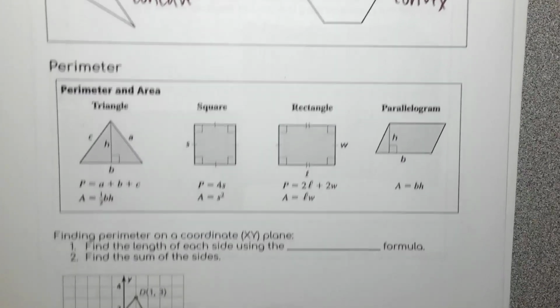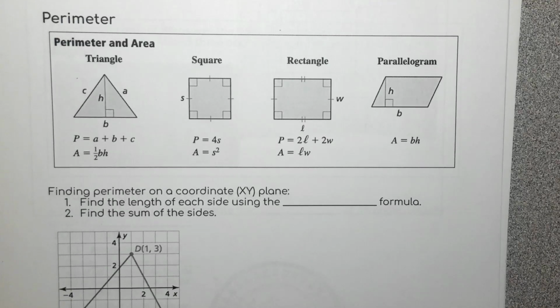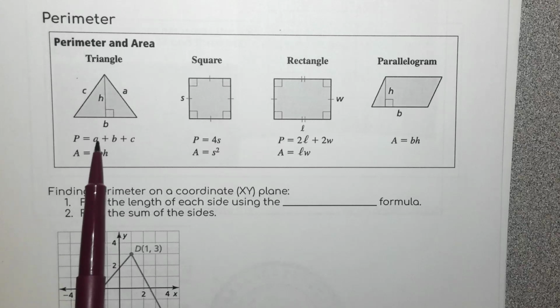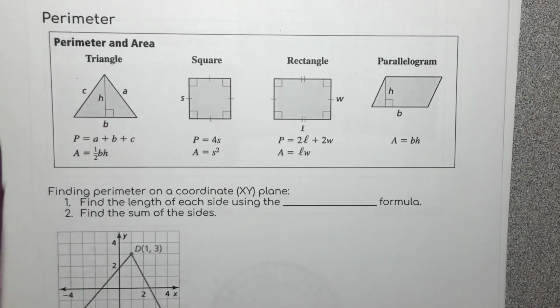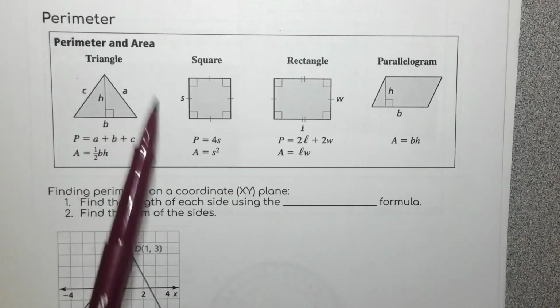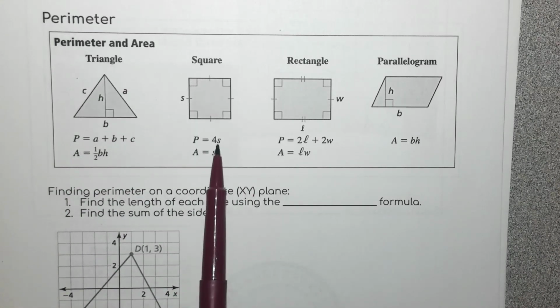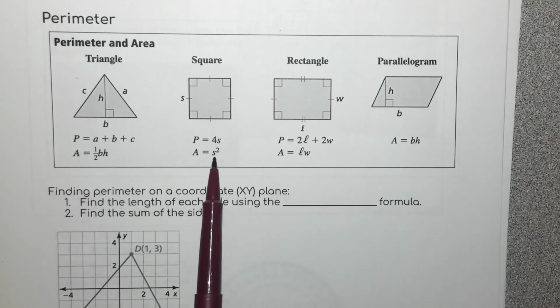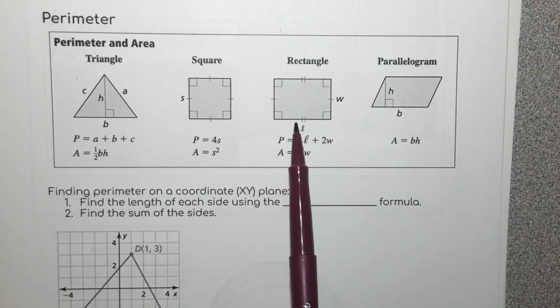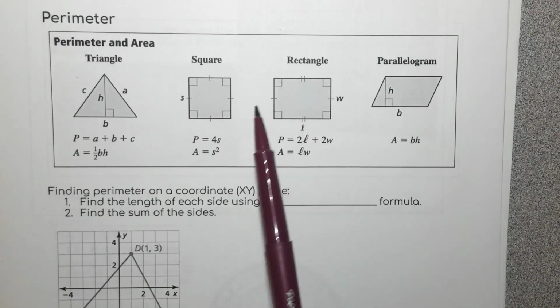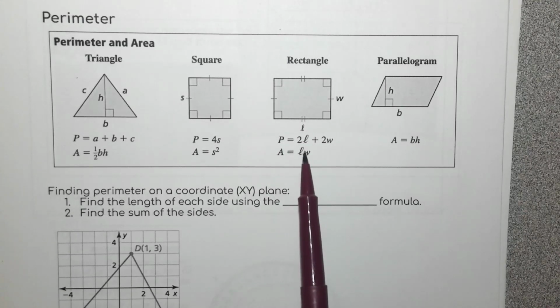Alright, so perimeter and area. There's the formulas for the most common polygons. So the perimeter of any shape is all of its sides added together. So in a triangle, it's 1, 2, and 3. We add them all together. In a square, we can take one side and multiply it by 4 because they're all the same. Or you can just add it 4 times. I don't care. For a rectangle, 2 of the sides are the same and then the other 2 sides are the same. So we usually say 2 times the length plus 2 times the width. Or you can do length plus width plus width.